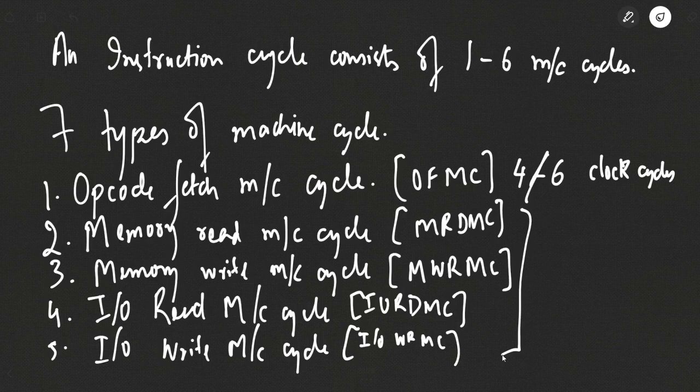Whereas these four will be completed in a minimum of 3 clock cycles. They may take more than 3 clock cycles as well, but they are completed in a minimum of 3 clock cycles. It will take 3 clock cycles minimum for execution of any of these 4 machine cycles. One clock cycle is equal to 0.32 microseconds. So these are 5.